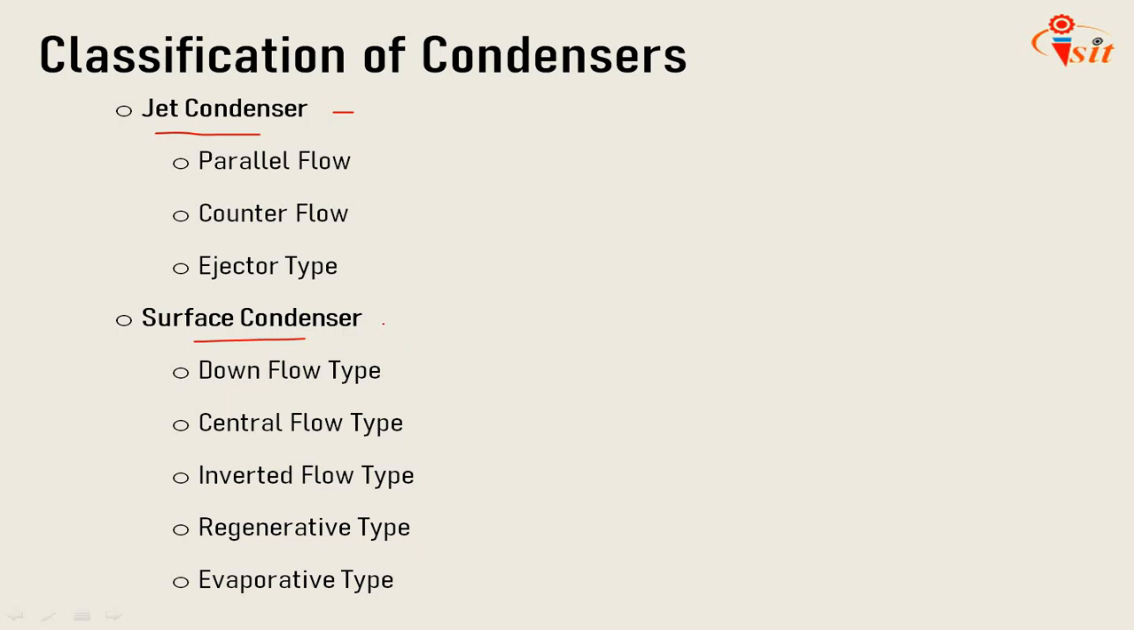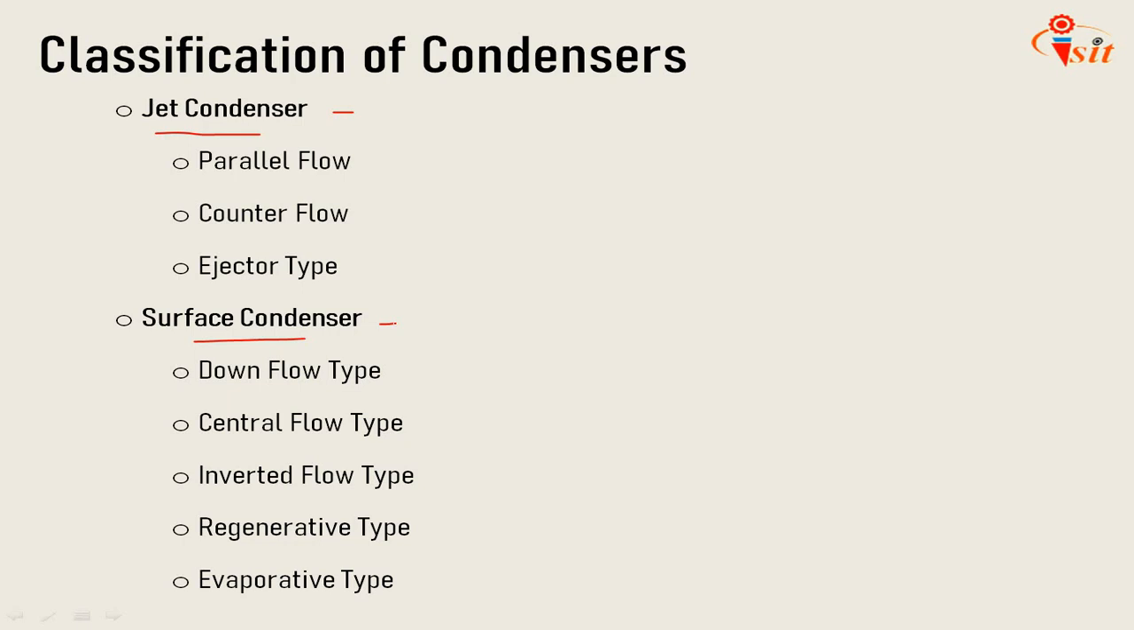Now in surface condensers, the exhaust steam and water do not come into direct contact. The steam passes over the outer surface of tubes through which a supply of cooling water is maintained. There may be a single pass or double pass type. In single pass condensers, the water flows in one direction only through all the tubes, while in two pass condensers, the water flows in one direction through the tubes and returns through the remainder.